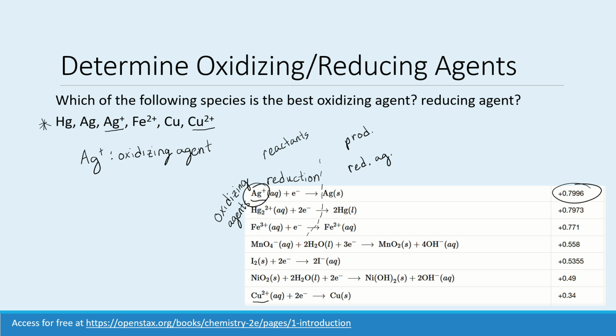Now, when we're looking at reducing agents, now we're looking at the product side. And so that means everything else could be your reducing agent. And we want the one that is the worst oxidizing agent, right? The weakest oxidizing agent will produce the best reducing agent. And so if your oxidizing agent is in the top left-hand corner of the table, your reducing agent is going to be in the bottom left-hand side of the table.